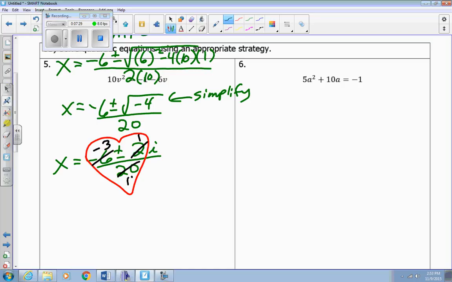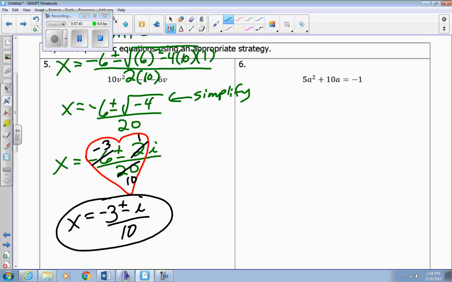So we have x equals negative 3 plus or minus 1 times i is i over 10. We can't go any further because it's imaginary. So we can't simplify it down any further than that. All right, moving on. Next one.